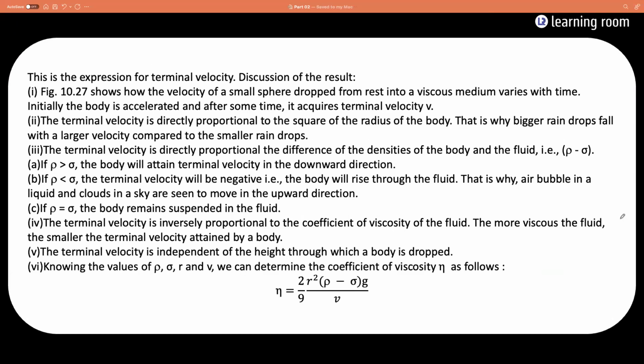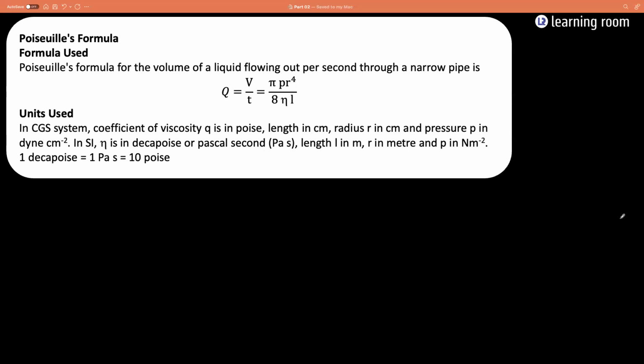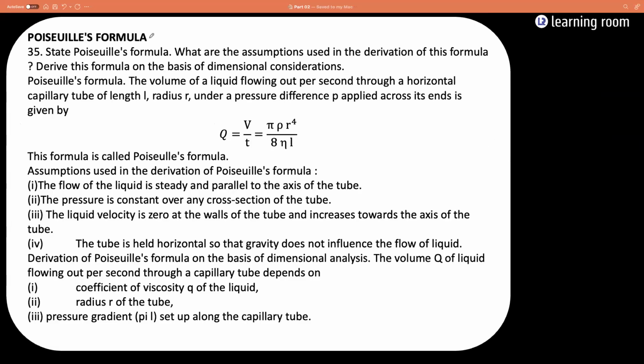Next, the next concept is Poiseuille's formula. This is also based on dimensional consistency only. Observe. State Poiseuille's formula and what are the assumptions used in the derivation of this formula. Derive the formula based on the dimensional consideration. So this is how they can ask you a question.